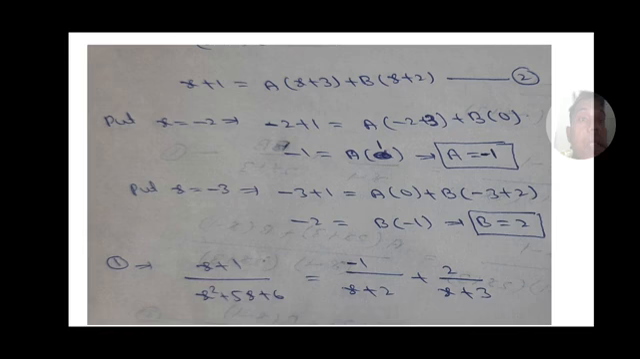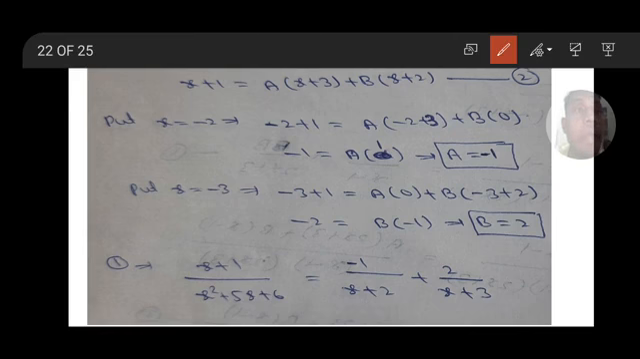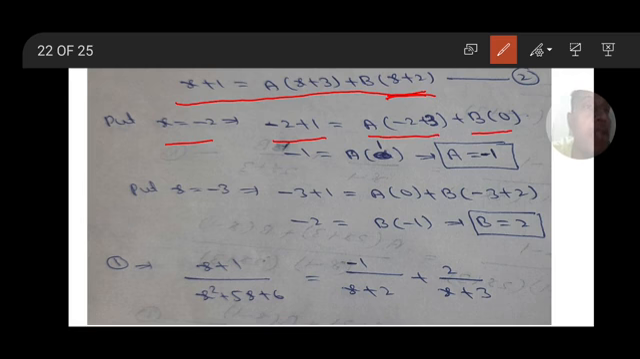Let us see. We have x plus 1 equal to a into x plus 3 plus b into x plus 2. To get a value, b term must be 0, x equal to minus 2. So put x equal to minus 2 in the equation 2. We get minus 2 plus 1 equal to a into minus 2 plus 3 plus b into minus 2 plus 2, 0.